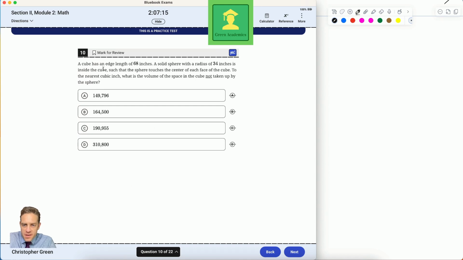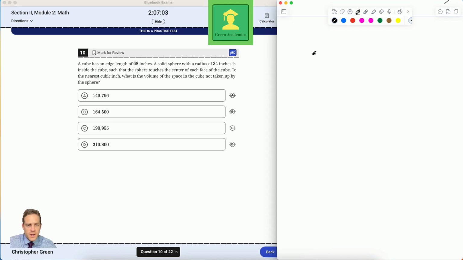A cube has an edge length of 68. A solid sphere with a radius of 34 inches is inside the cube, such that the sphere touches the center of each face of the cube. To the nearest cubic inch, what is the volume of the space in the cube not taken up by the sphere? So it's kind of hard to draw this on a flat piece of paper, but I'm going to do my best, bearing in mind I have the advantage of an automatically correcting pen in every possible color over here because I'm using a trackpad.